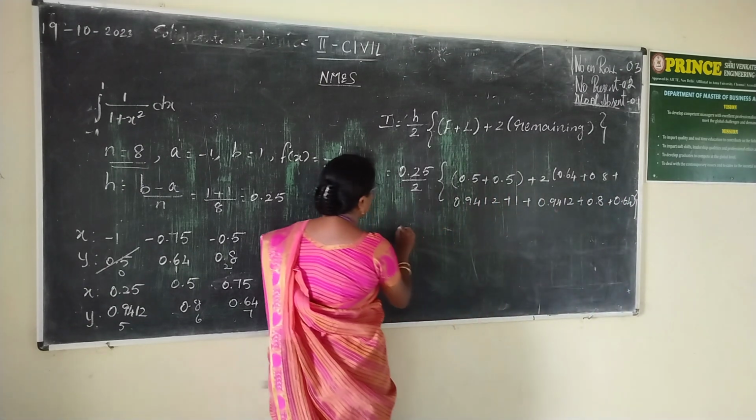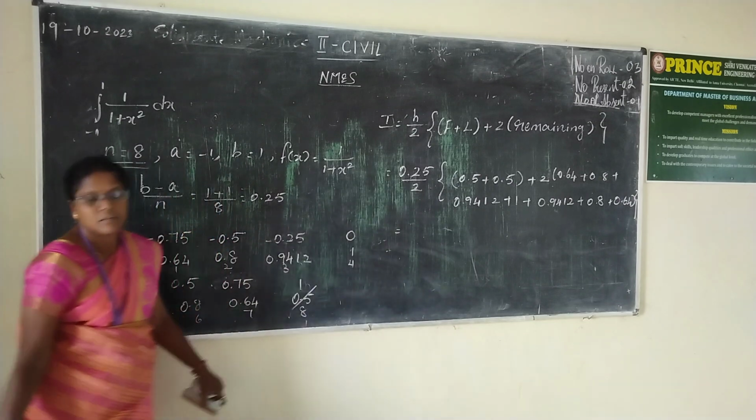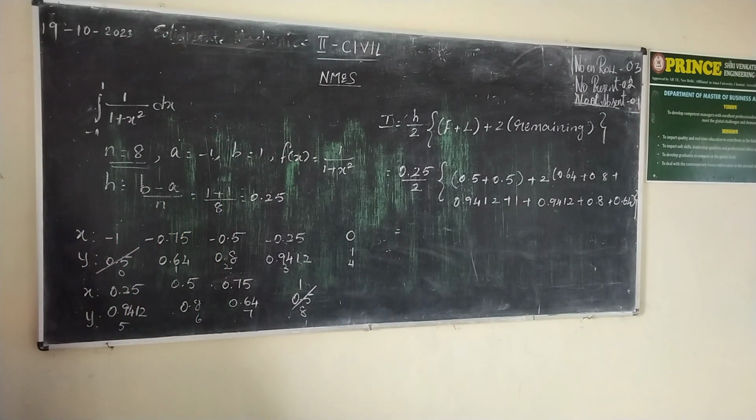Find what is the answer. Very simple, trapezoidal rule. Just looking is not enough, you have to write it down. Write it. Substitute in the calculator and get the answer.